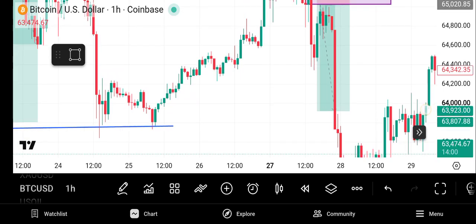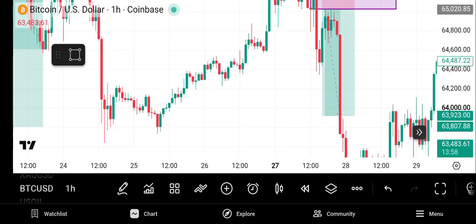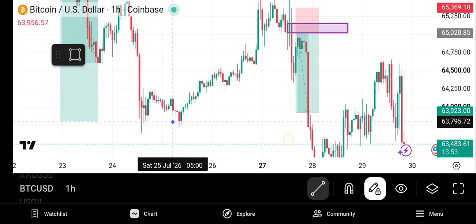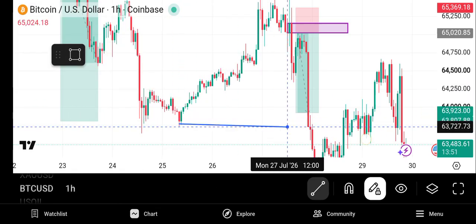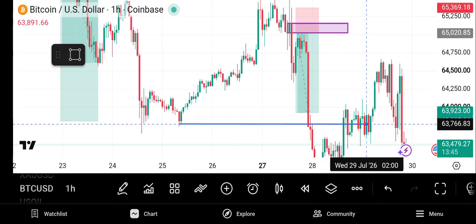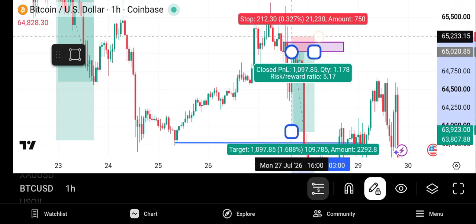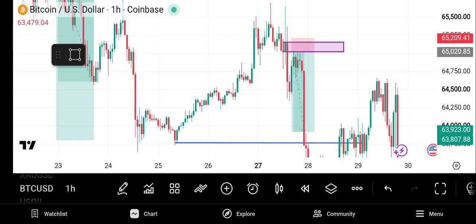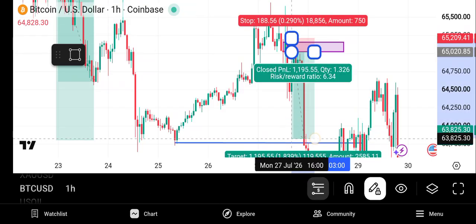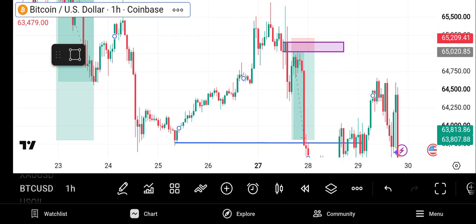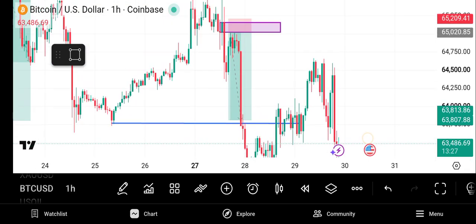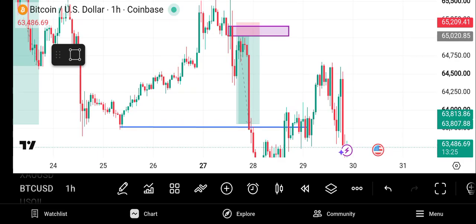And then the TP was targeted to clear this nearby liquidity here. So that is why I took that trade from there. My TP was there. Normally my stop loss is supposed to be slightly above this other block here, and that would be 1:5. If you extend it here, it's 1:6 or thereabout. So that is what happened on BTC.